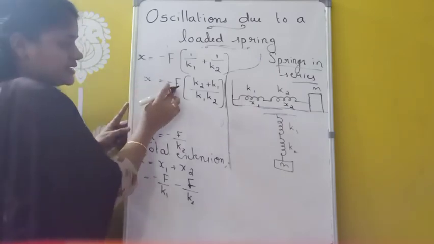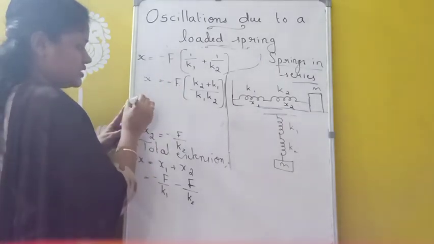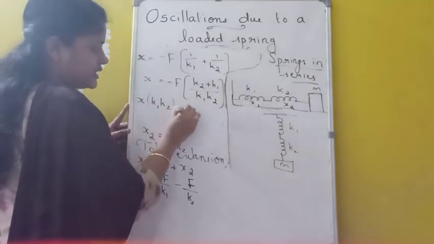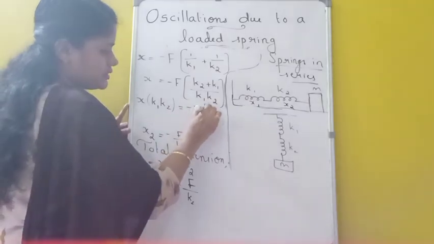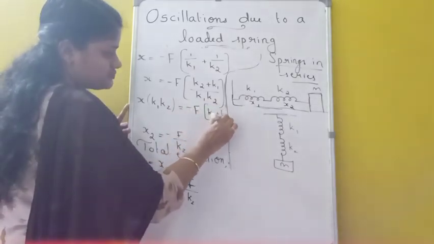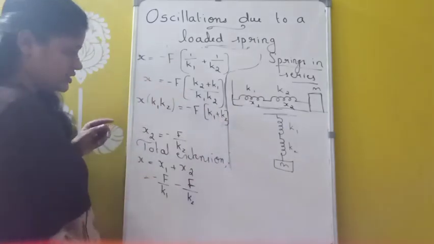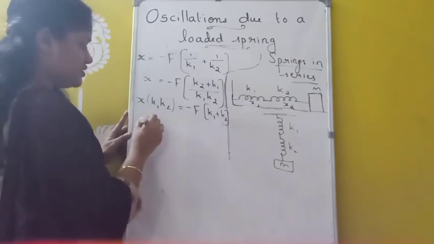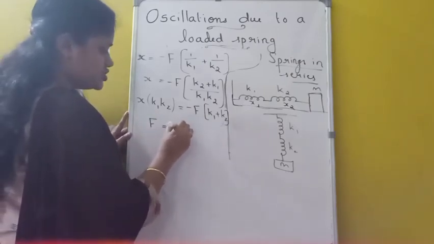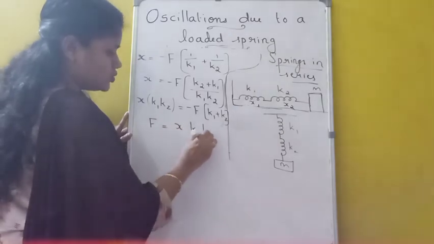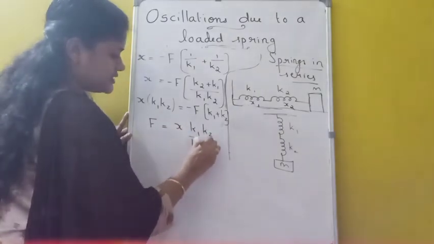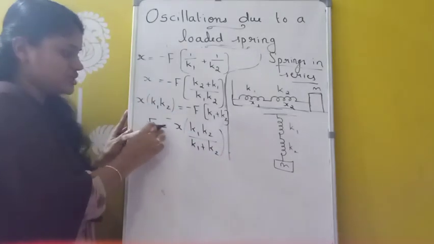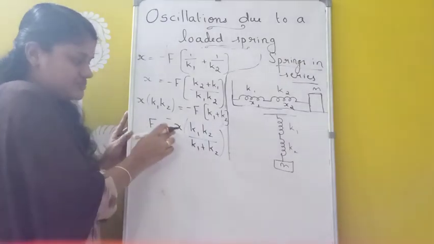From this I need to find F. So I am cross multiplying: X into K1 K2 equals minus F into K1 plus K2. Just a cross multiplication. So force F equals X into K1 K2 divided by K1 plus K2, with the minus also there. That means this is the restoring force. F equals minus kx.